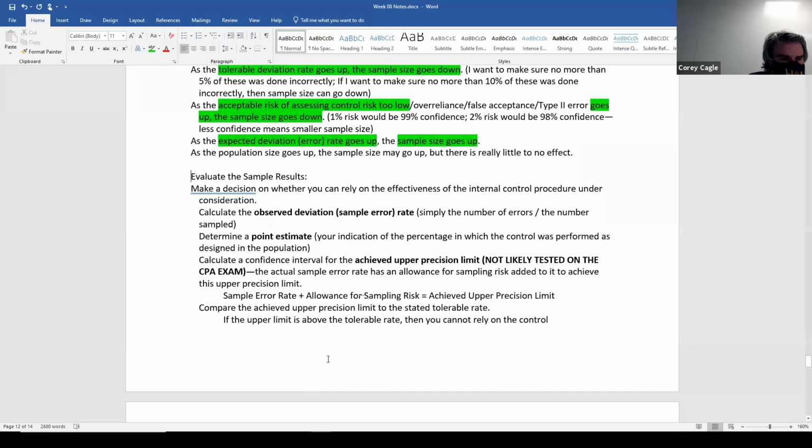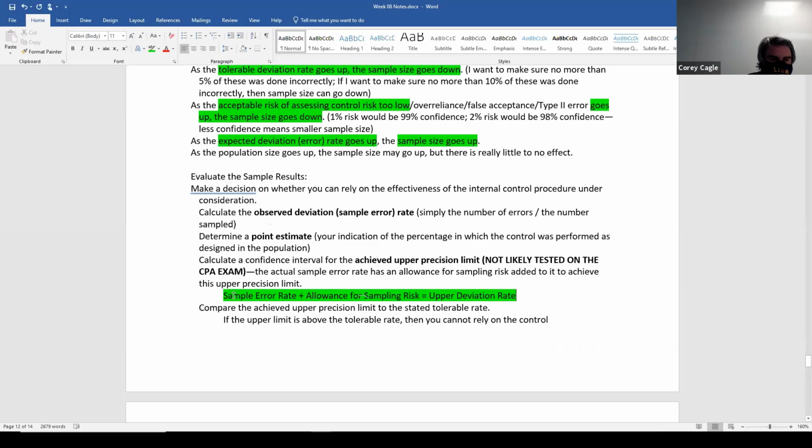So, let's see. I think our book called it an achieved upper precision limit. It's a horrible way of saying that. That's what they're saying. That's a better way of saying it, upper deviation rate.